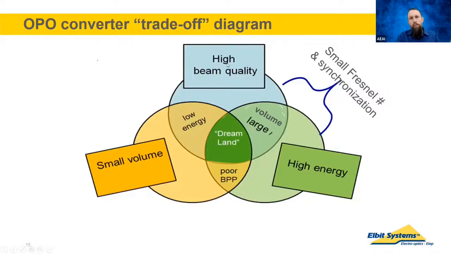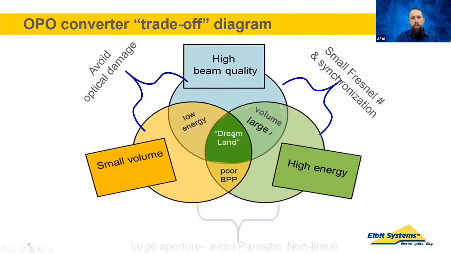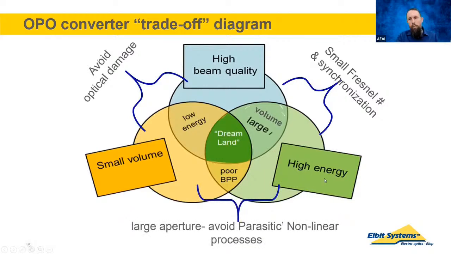If we try to have high beam quality and high energy, we need synchronization, and we're going to have a large volume and a problem of flow. So we're going to get a contradiction. If we want to have small volume and high beam quality, then we're going to have to avoid optical damage. We're going to have low energy. So if we want to have small volume and high energy, we're going to have poor beam quality due to all parasitic processes.